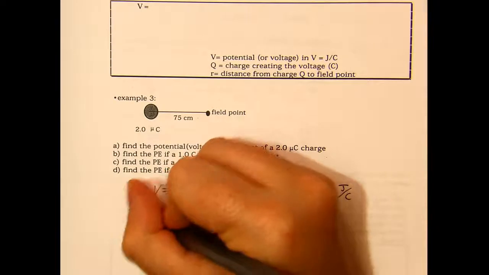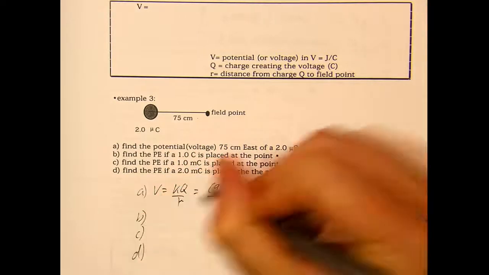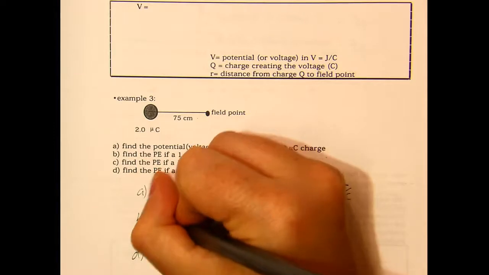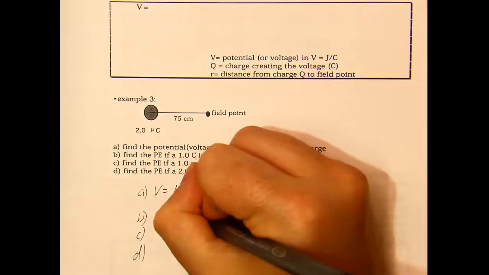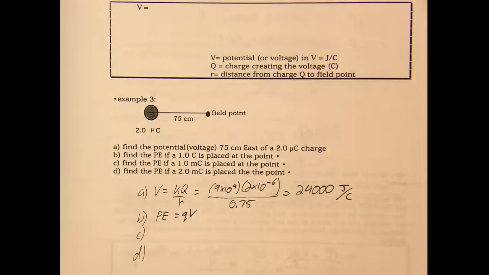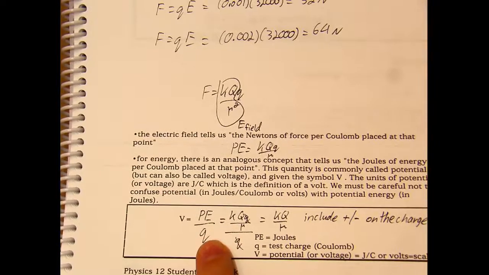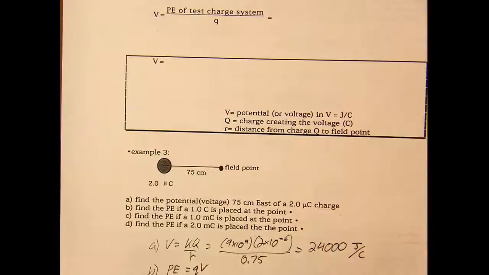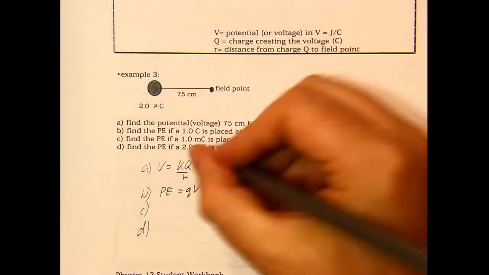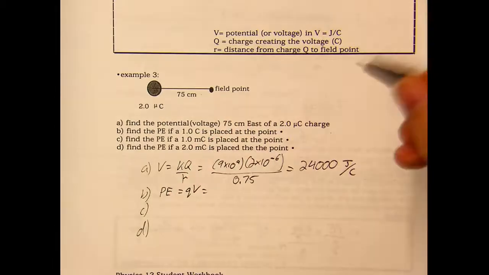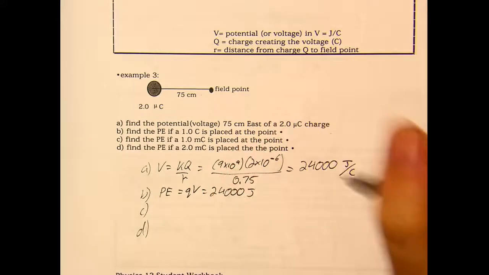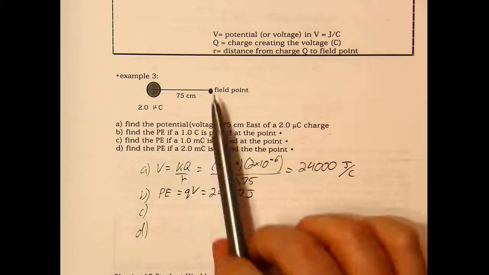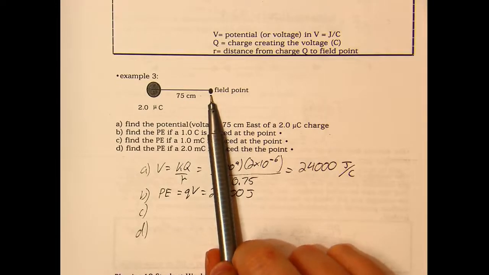So then if I wanted to find out what the potential energy was for B, C, and D, if we flip back and take a look, the potential energy is just going to be Q times V. And that came from this expression right here. So PE equals QV is going to give us 24,000 times 1 coulomb, which is just going to be 24,000 joules. So if I placed a 1 coulomb charge right there, it would have a potential energy of 24,000 joules.